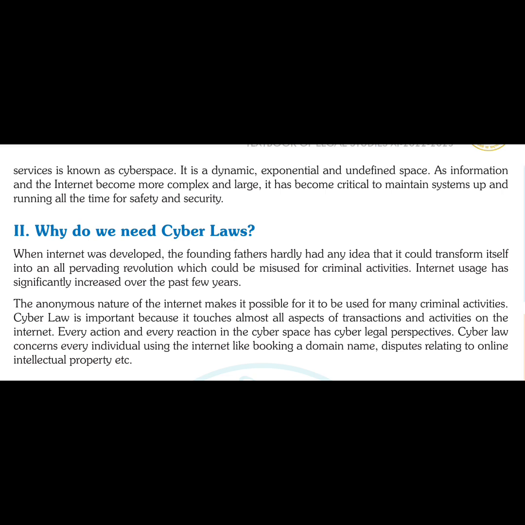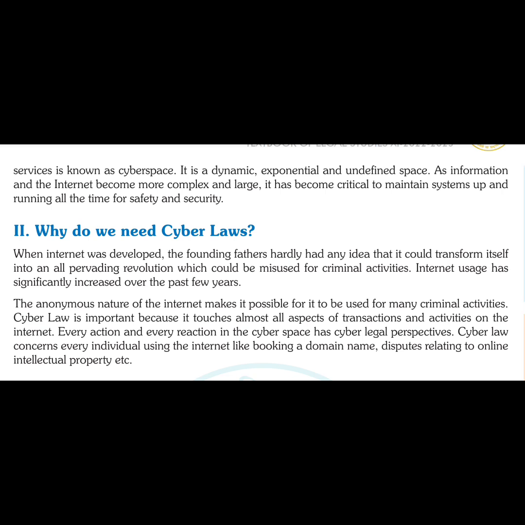As information and internet become more complex and large, now as I said, wherever there is human today, we have internet in that country or in that place with him to facilitate or to make things easy for the person, right? So internet has become large, and any such thing which is large also involves some complexities in it, right? So it is critical, that is important or crucial, to maintain systems up and running all the time for safety and security. That means whatever is the network of internet, that has to run all the time, so that whatever services or goods or interactions between people are exchanged over it, they are also running smoothly, right?